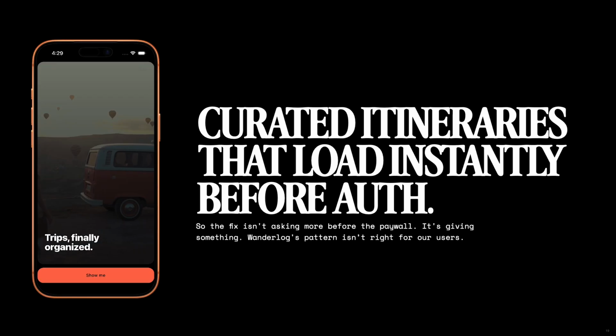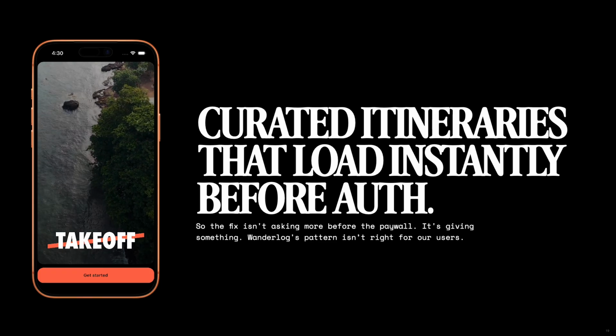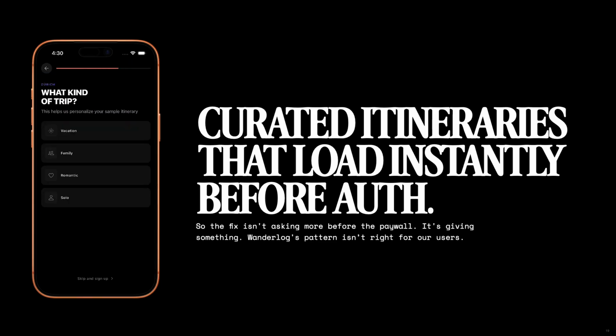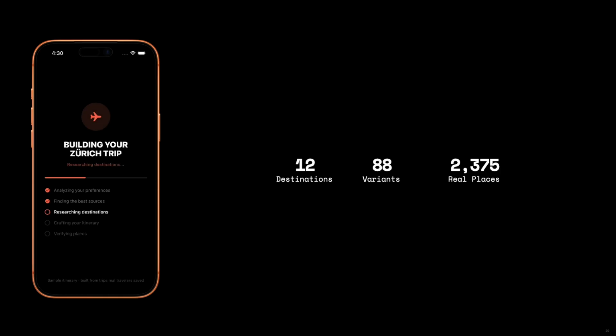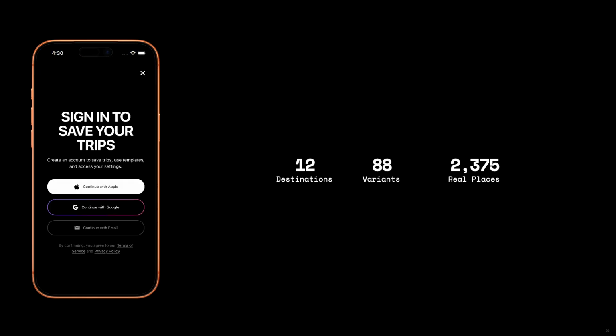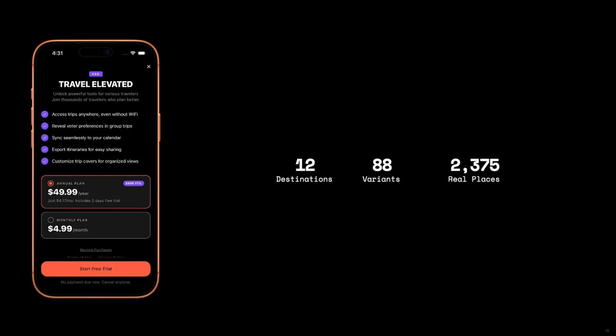So what we ended up with is a dumbed down version of the planning process: select one of these pre-canned destinations. What kind of trip is it? How long are they going? The research occurs, and then the trip is displayed to the user before we ask them to convert. And I did this by only allowing 12 destinations along with 88 variants and included 2,300 real places. This makes the process kind of deterministic, and also it shows the value of the app.